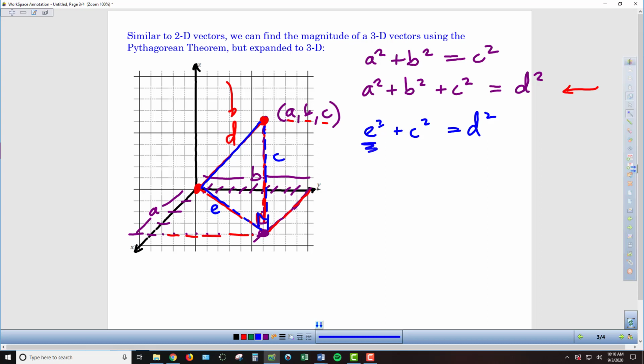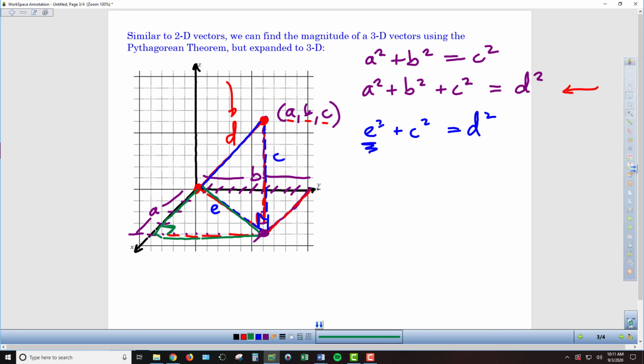But I don't want to leave it with e squared. I want to change that into a and b. So what we're going to do now is see e as no longer the leg of this blue triangle. We're going to see it as the hypotenuse of this green triangle. And again, this is a right angle here, since we're going out of the screen in the x direction and then making a 90-degree turn to travel in the y direction.